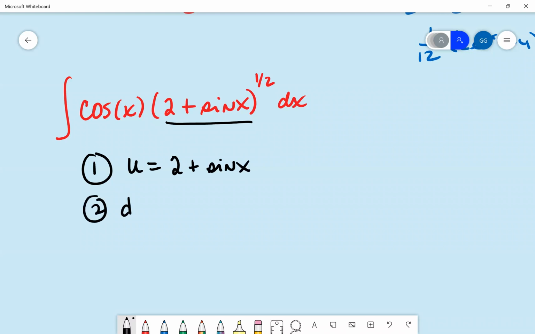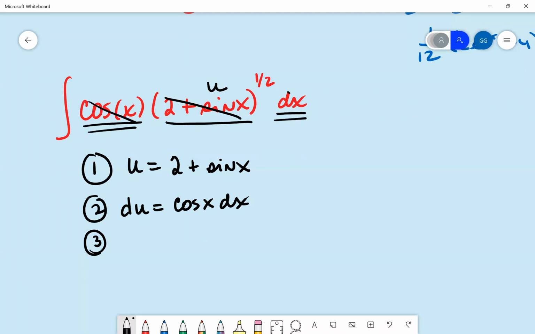We'll take the derivative of u. Remember, the derivative of sine is cosine. And in step 3, we're going to return back to the beginning. I seem to have a perfect match. This here will become my u. I seem to have a cosine x dx, which is du. All of that becomes my du.